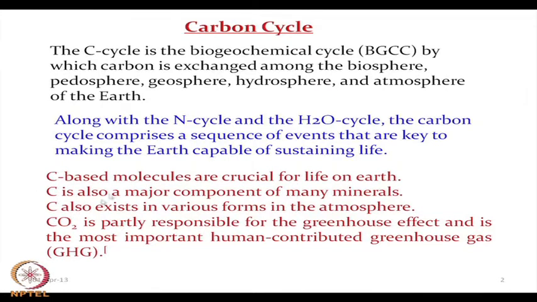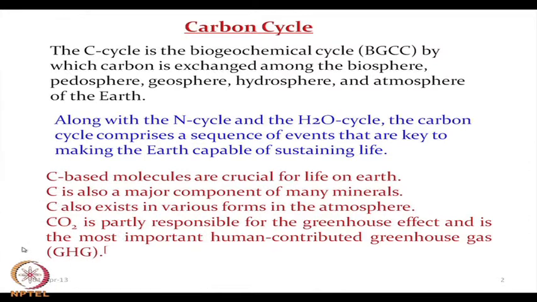When we talk in terms of the geological cycle, carbon is a major component of many minerals, the carbonate and bicarbonate minerals, and it can also exist in various forms in the atmosphere. So, it can be present as carbon dioxide, carbon monoxide and methane. Carbon is also a component of methane, and methane sometimes provides energy, and sometimes it is also a greenhouse gas.